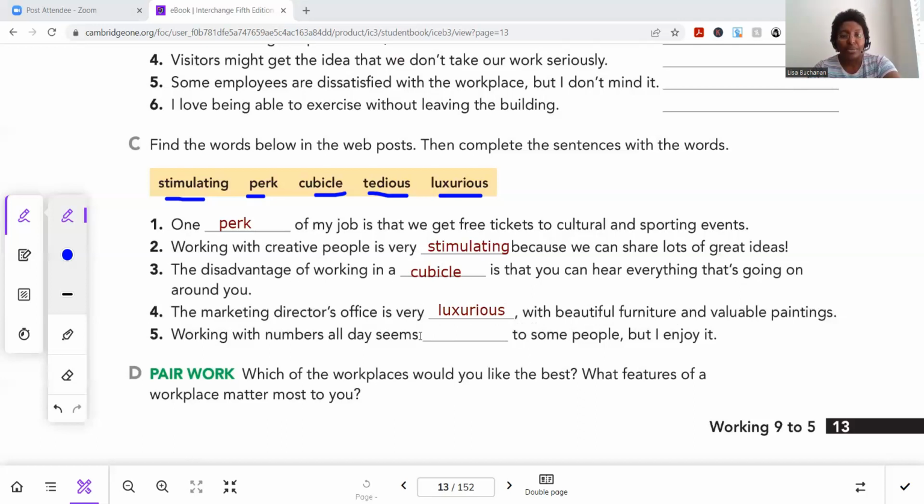And our last one, the most difficult one: working with numbers all day seems blank to some people, but I enjoy it. Tedious. That's a great word to know. Some people have jobs that, like in accounting, are just very tedious, or you have to be very careful, maybe a scientist or something where you make just one small mistake and it's a big deal. So tedious is very detail oriented, can be a little bit hard. You have to pay attention to detail. It's very tedious. Okay, very nice. Hopefully you got 100%.